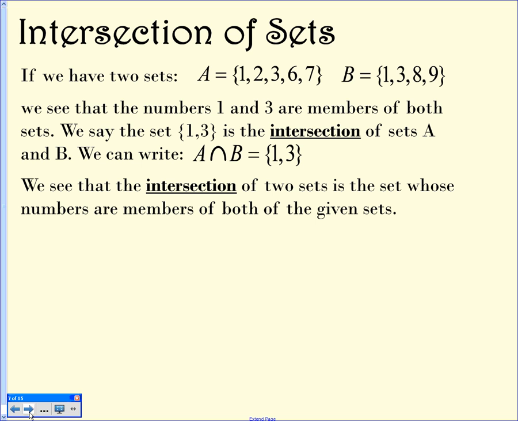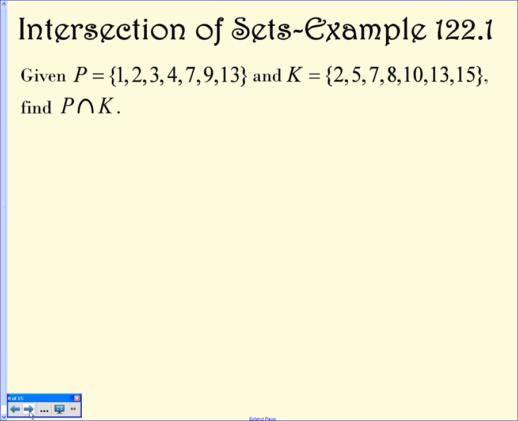So those are the only two that are both in A and in B. So they're the intersection of A and B. All right, so let's look at an example.